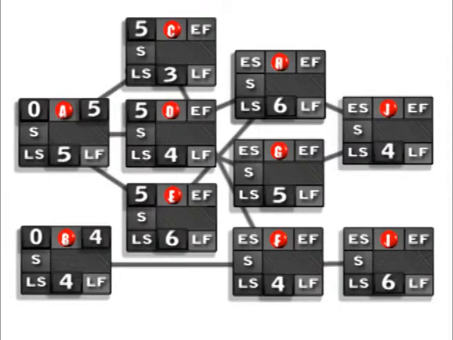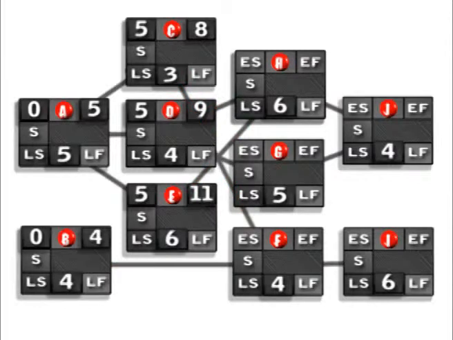Again, we're going to calculate the early finish. 5 plus 3 is 8, 5 plus 4 is 9, 5 plus 6 is 11. Well, now we get into a little bit of a dilemma because we see all of these arrows going all different directions, so we sort it out.